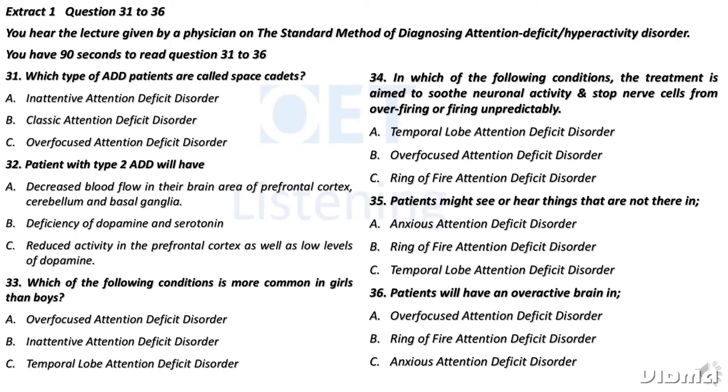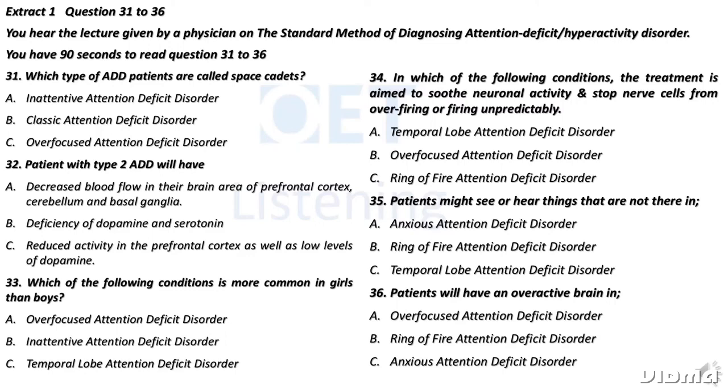People with this type might see or hear things that are not there, and learning and memory problems may be present. The patients will have irregularities in their temporal lobes and less activity in the prefrontal cortex part of the brain. The aim of treatment is to soothe neuronal activity and stop nerve cells from overfiring or firing unpredictably. Type 5. Limbic attention deficit disorder. People with limbic attention deficit disorder have excessive activity in the limbic section of the brain, which is where moods are controlled.